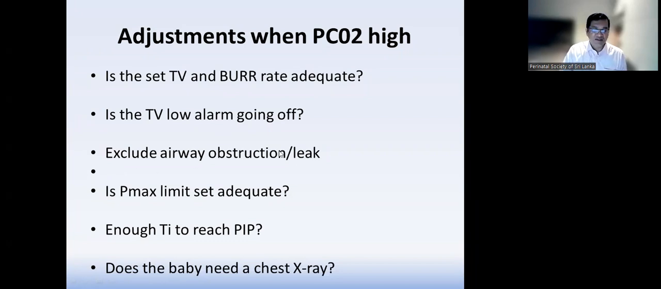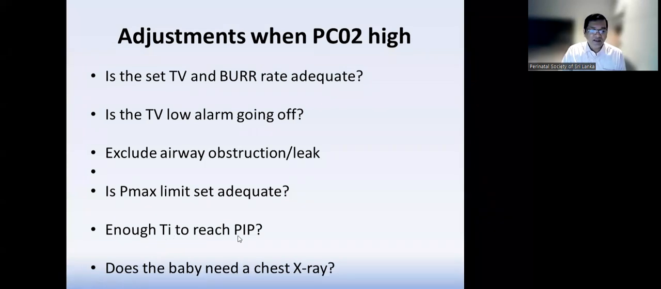Exclude airway obstruction, ET obstruction, ET dislodge, we normally check all of that. Then whether there is any pneumothorax, all the other things, mechanical things, technical things, all that you have to check. Is the Pmax limit set adequate? So that also I have said.